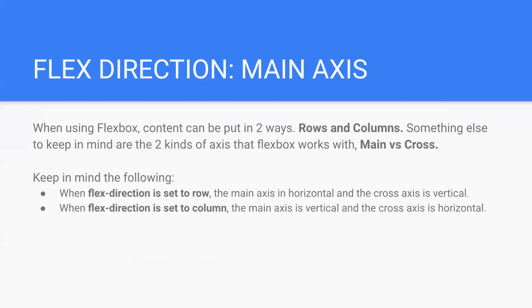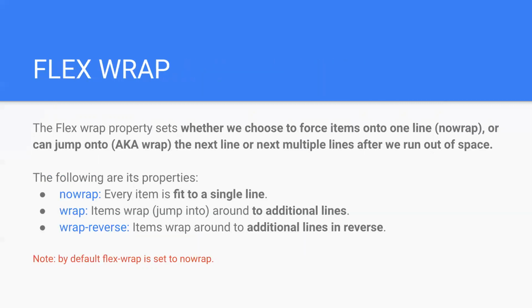Okay. Moving on. Flex wrap. So the flex wrap property sets whether we choose to force an item onto one line, which is no wrap, or you can jump into the next line or multiple lines. All right.